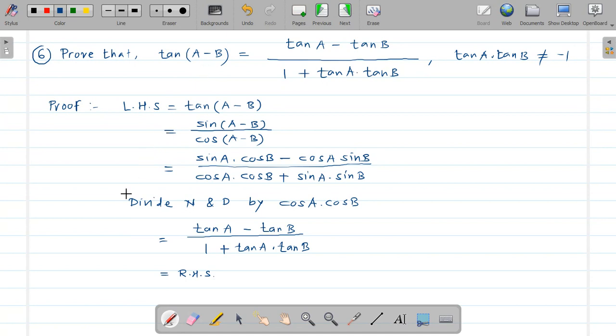So up to this lecture we have completed all 6 compound angle formulae. Remember the formula for cos A plus B, cos A minus B, then the formula for sin A plus B and sin A minus B, and the formula for tan A plus B and tan A minus B. So there are a total of 6 important compound angle formulae.